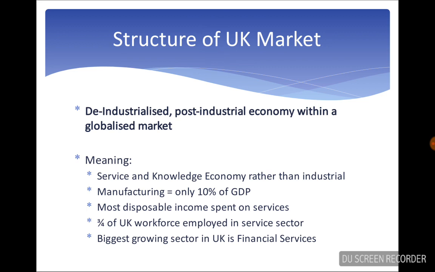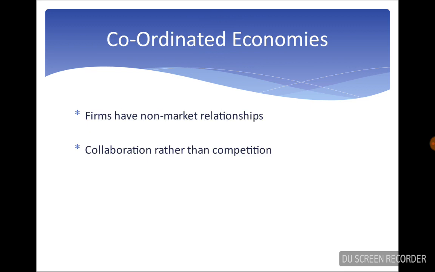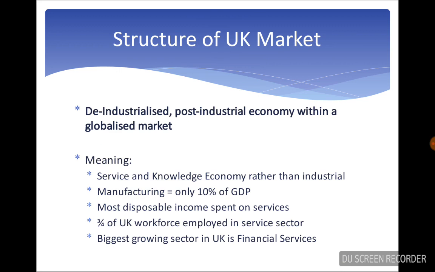So that's a brief overview of a liberal economy and a coordinated economy. So now we're going to look more specifically at the UK market, so you've got a better understanding of what that looks like. The UK market is described as being a deindustrialised, post-industrial economy within a globalised market. So breaking that down a little bit, we have less industry now than there used to be.